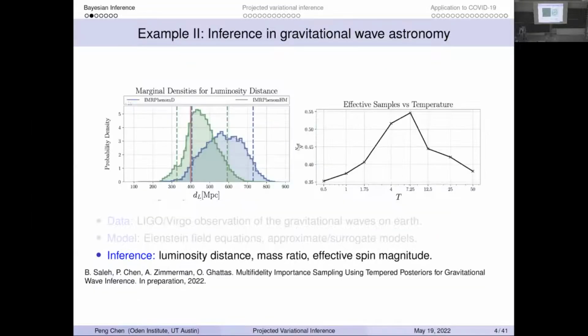There are some key parameters you want to infer: essentially the intrinsic parameters, the luminosity distance of the black holes, the mass ratio, the relative mass, and also the effective spin and magnitude of the black holes. We want to infer these parameters based on the data observed from the LIGO and Virgo experiment, and based on the approximate models: numerical relativity, and a bunch of other approximate models, some ODE systems, some analytic approximate models. All these models have different fidelity and different computational cost. So I leveraged a multi-fidelity framework and developed multi-fidelity importance sampling using tempered posterior distributions for this wave inference problem.